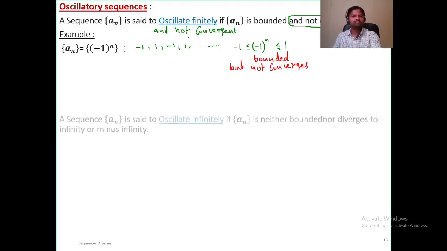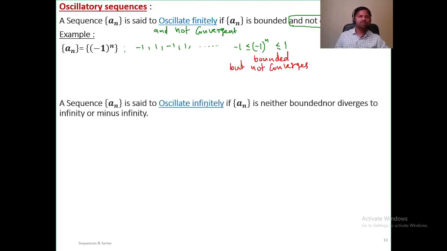Okay. Next one. A sequence a_n is said to oscillate infinitely if the sequence is neither bounded nor diverges to infinity or minus infinity. That means it cannot diverge to infinity, and it cannot diverge to minus infinity. It can diverge to both. Example, look at this: (-1)^n times n. What are the terms now? If n is 1, you will get minus 1, plus 2, minus 3, plus 4, minus 5, plus 6, minus 7. So like this. So these are the terms of the sequence.